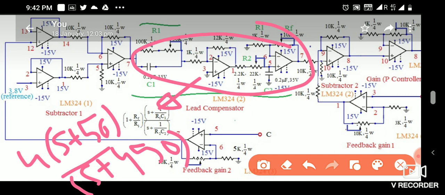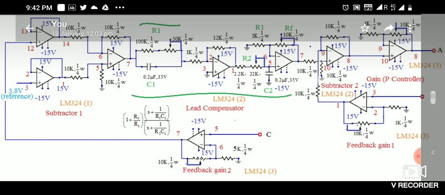Whenever we are doing these circuits, data sheets are very important. From the data sheets we have to see the operating point, etc. So these ICs, LM324 or TL084, we can use.